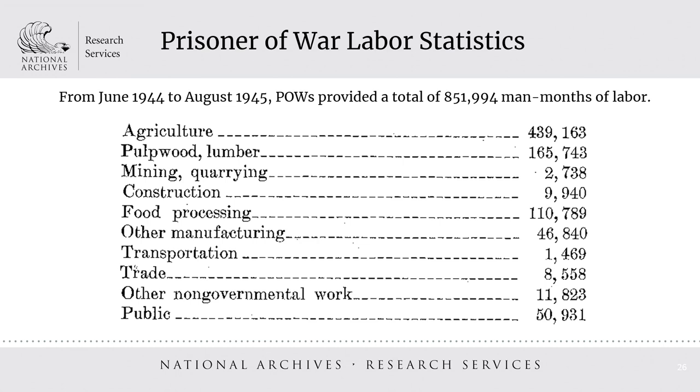That averages out to over 56,000 man months per month, or roughly the equivalent to the amount of work that 56,000 men could perform each month. This does not include work that the POWs were assigned within the confines of the camps themselves.